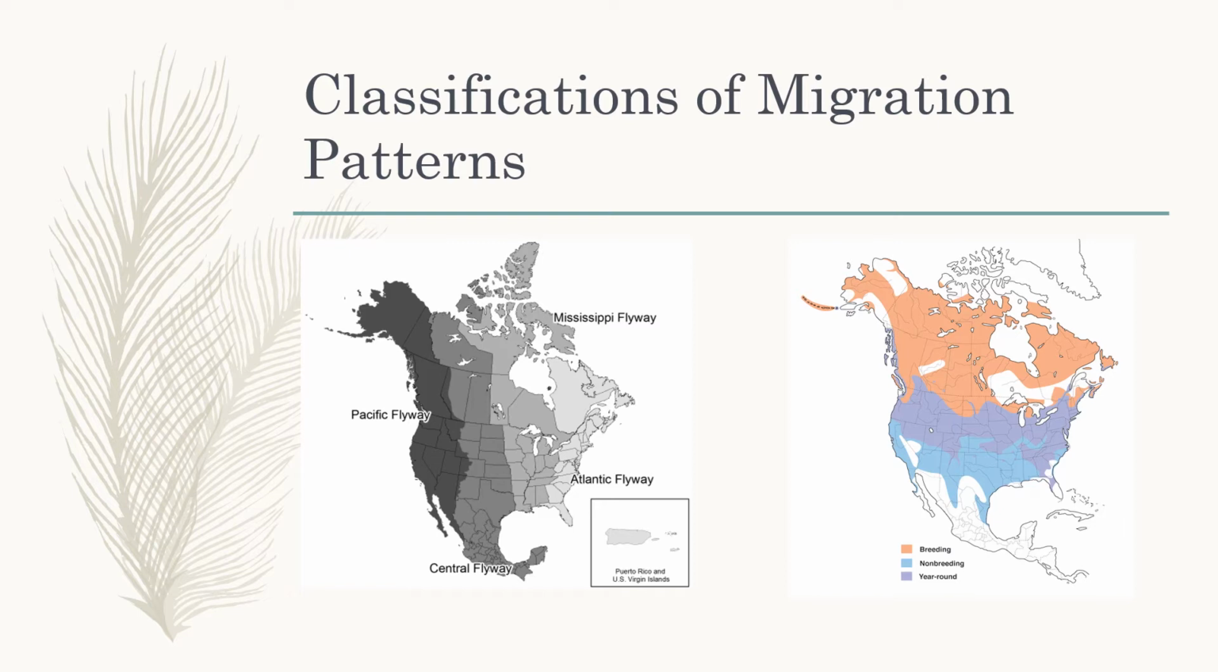Migration differs in length in a north-south direction. Some only migrate short distances across states, and some migrate thousands of miles across Canada, the United States, and into Mexico. In one study, researchers found that the average speed for a migrating Canada goose was anywhere between 65 to 73 kilometers per hour, depending on the direction and speed of the wind.